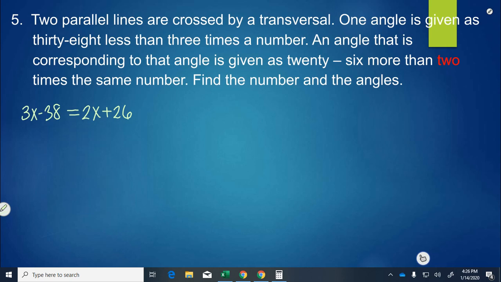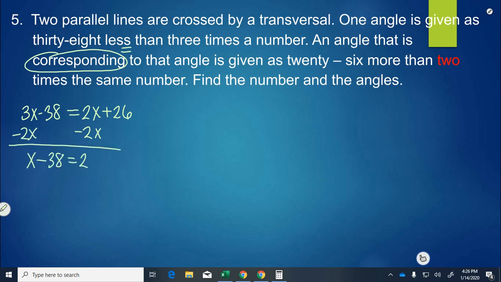Find the number. So right away I saw corresponding, and I remember that corresponding means they're congruent, so I just set them equal to each other. We can subtract 2x from both sides. We get x minus 38 equals 26. Then we can add 38 to both sides. So x equals 64. Okay, so they're corresponding angles. x is 64. We plug it in to find the angles.